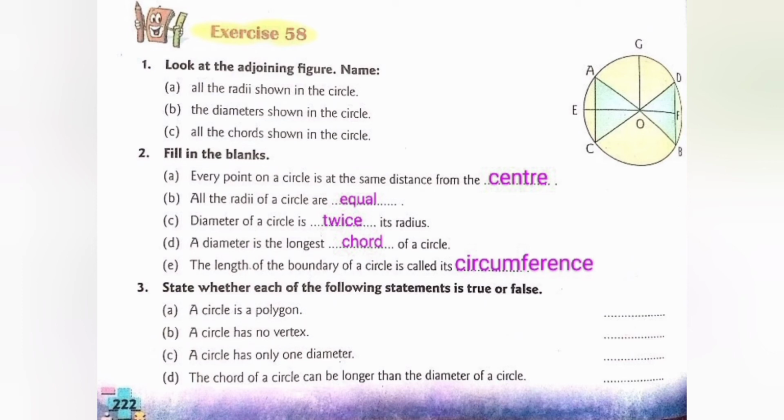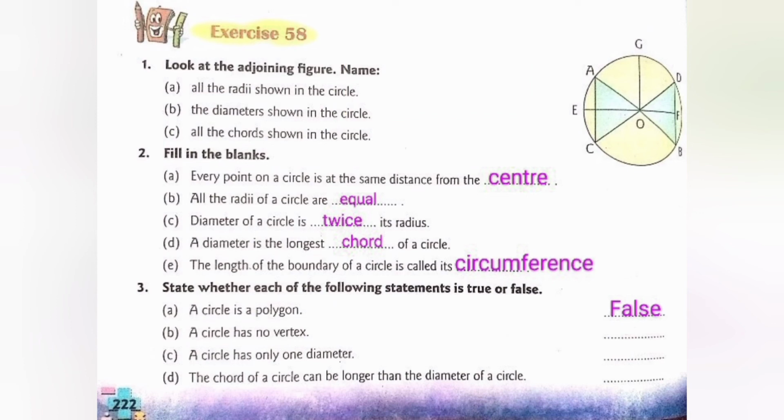Part E, state whether each of the following statements is true or false. Part A, a circle is a polygon. This is a false statement, as we all know that a polygon is a closed figure made of 3 or more line segments, whereas in a circle there is no line segment. So, this is a false statement.